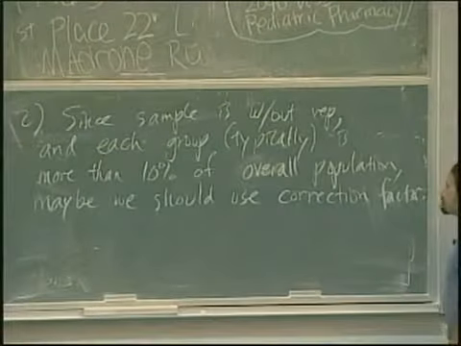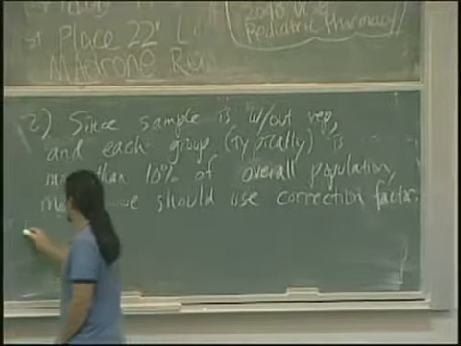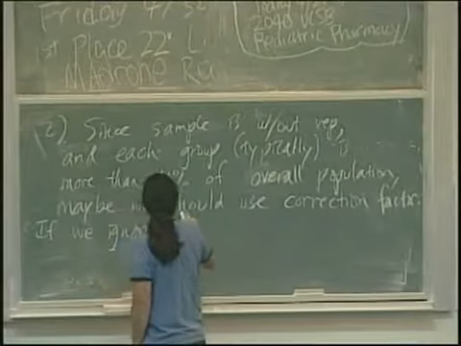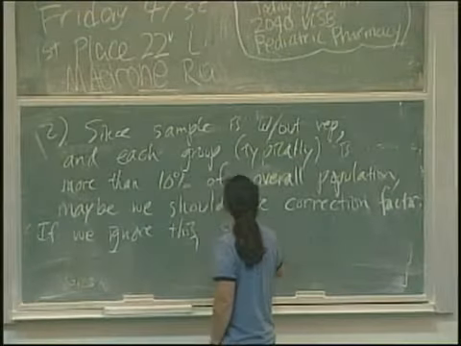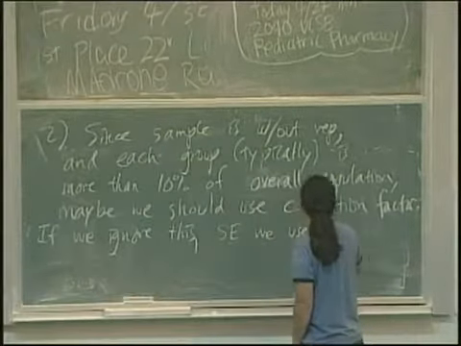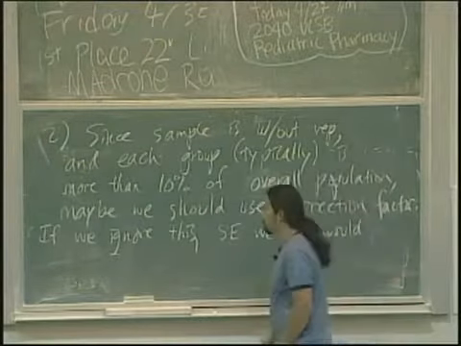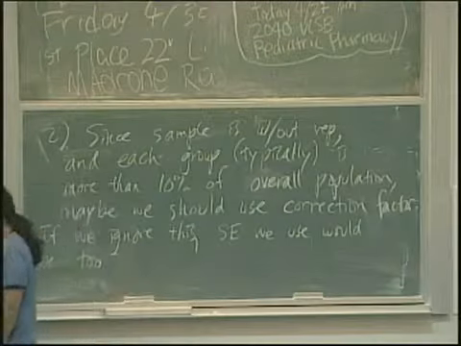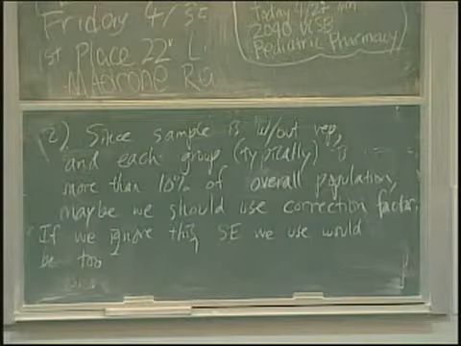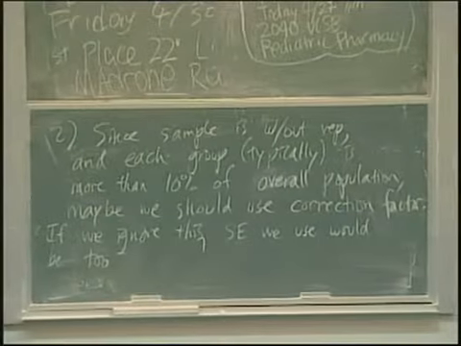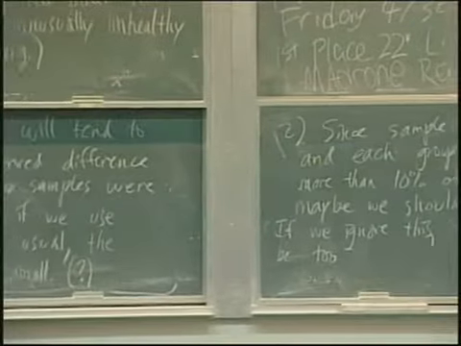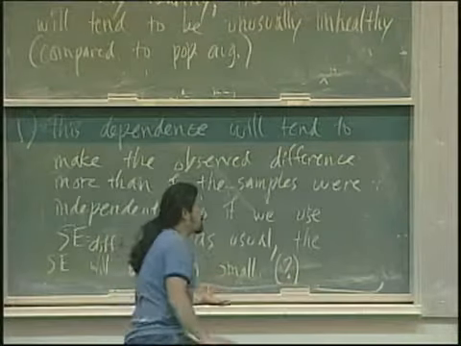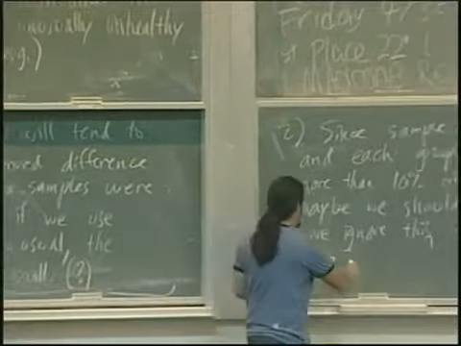Okay. If we ignore this, would the SE we use be too big or too small? So what would using the correction factor do? Would using the correction factor make our SE bigger or smaller? Yeah, it makes the SE smaller in general. So if we ignore it, then the SE we use would be too big, right? If we leave that out.